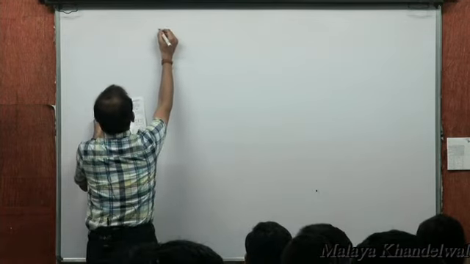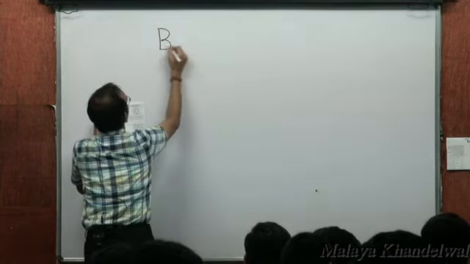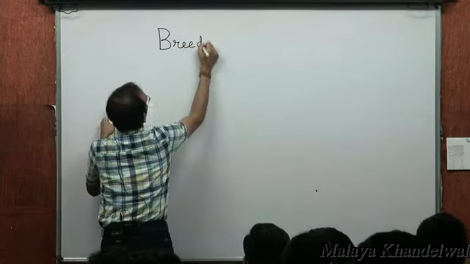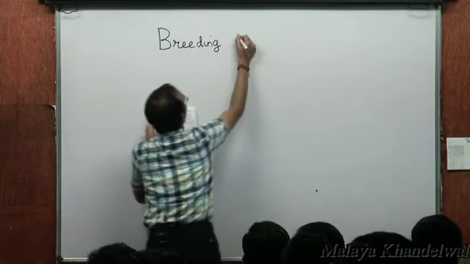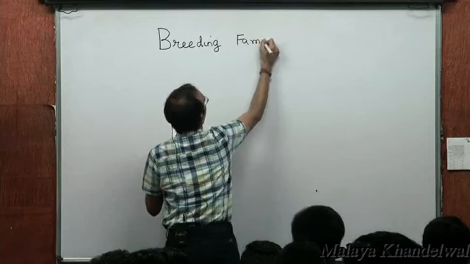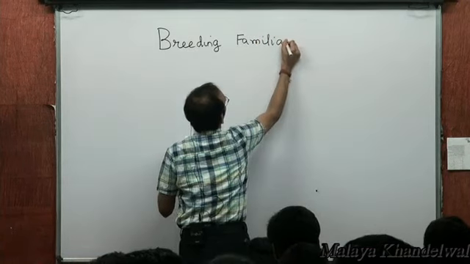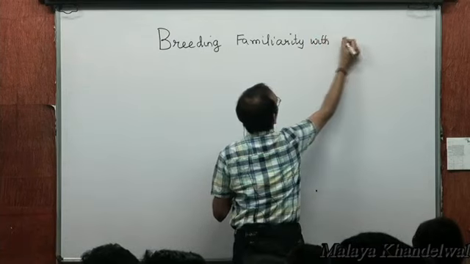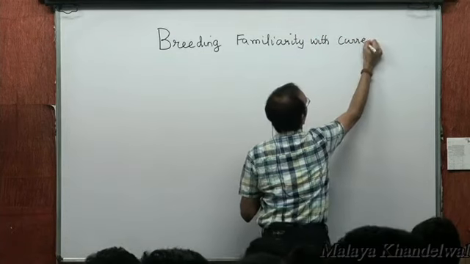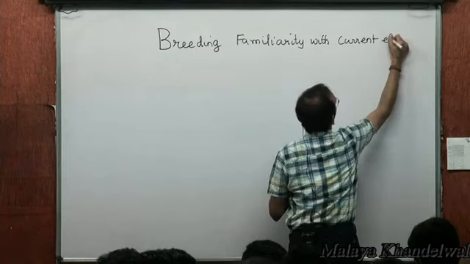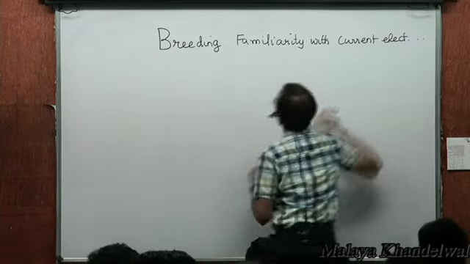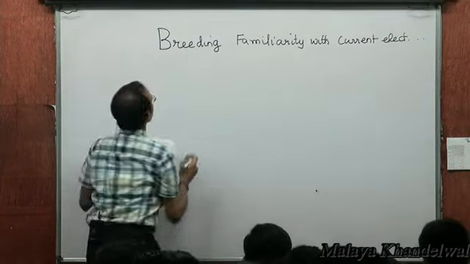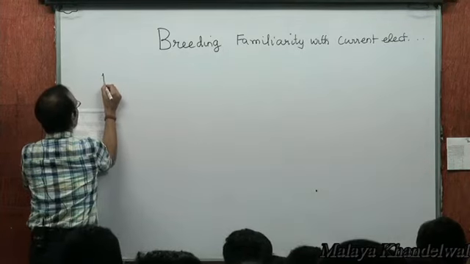So this sheet is titled Breeding Familiarity with Current Electricity. Basic bunch of problems once again.